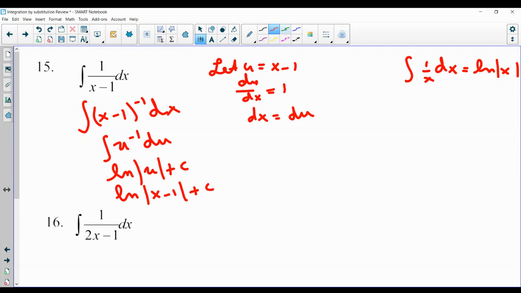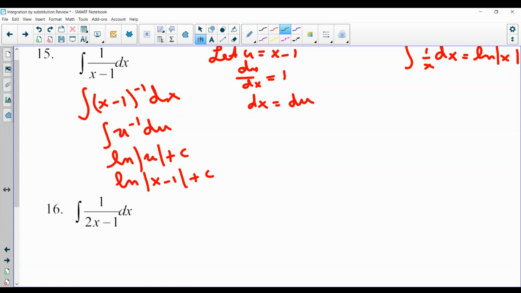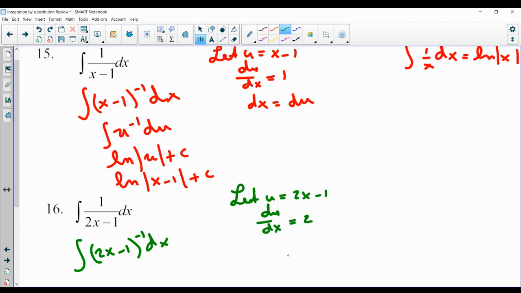All right, so now coming down here, you can see the difference between these two. I wanted to put them on the same page so you can compare. Again, I'm integrating, bring this up, and now I'm going to let u be 2x minus 1, which means du/dx is 2. And I am off by a little something. It's du over 2.